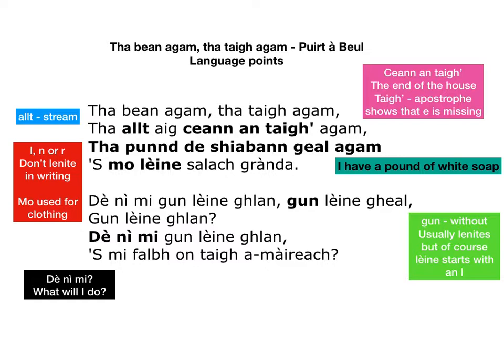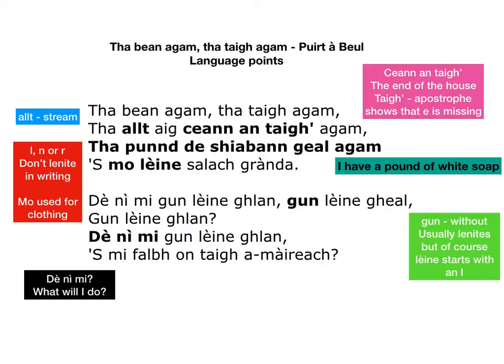And if you look there, mo-lenye, even though it's pronounced mo-lenye instead of lenye, we don't put it into writing. Gun is without, but it usually lenites, but of course, lenye starts with an L. And what will I do? Well, what you will do now is worth learning.